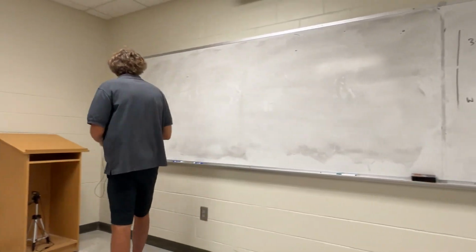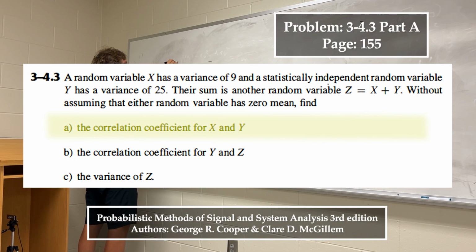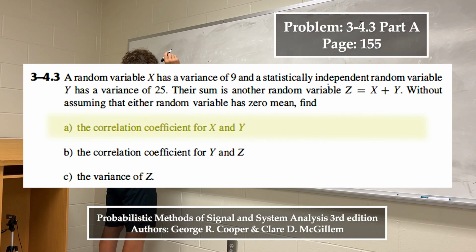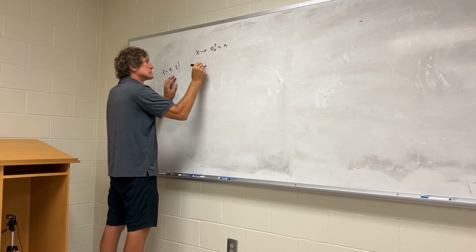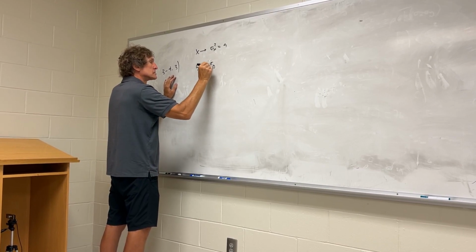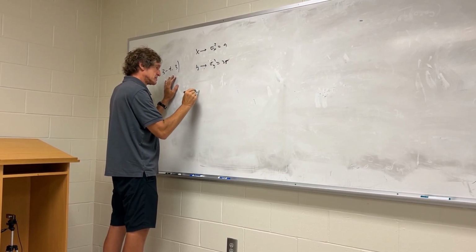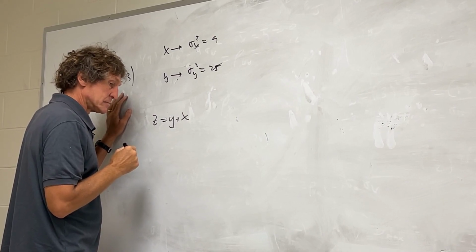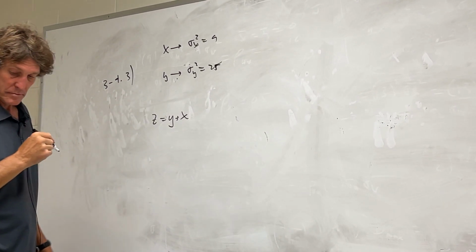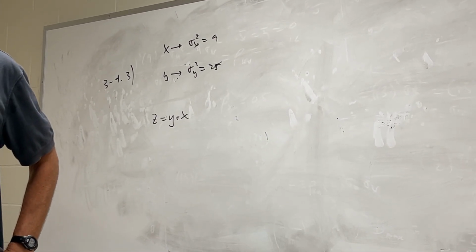All right, next part is 3.3. Go ahead. A random variable x has a variance of 9, and a statistically independent random variable y has a variance of 25. Their sum is another random variable z equals x plus y. Without assuming that either random variable has zero mean, find the correlation coefficient for x and y.